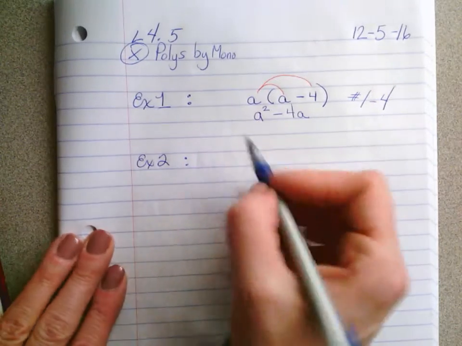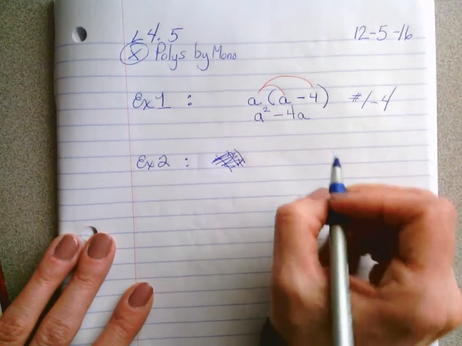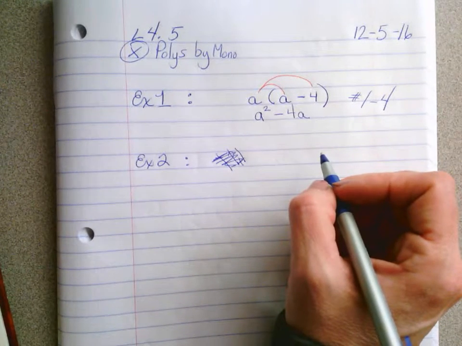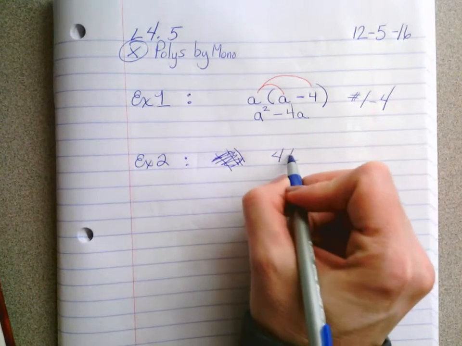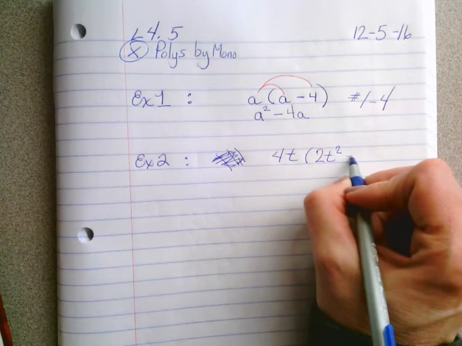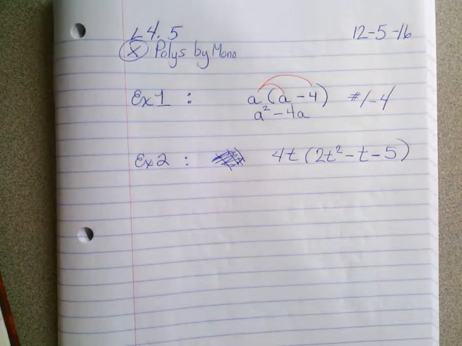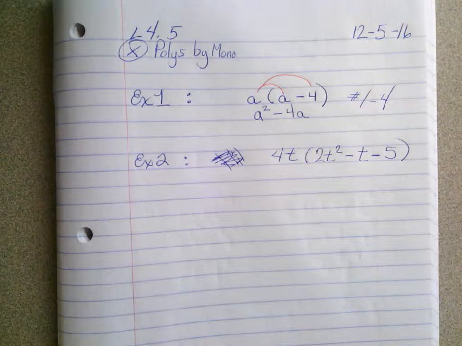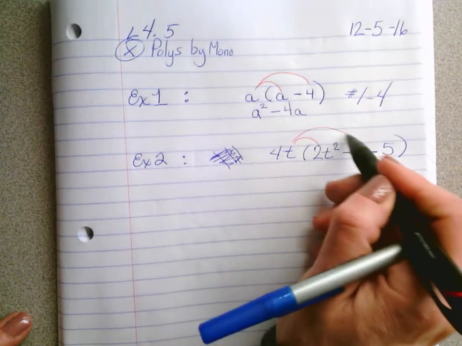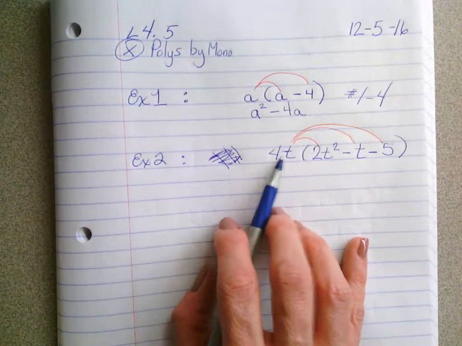Example 2, we've got negative 2, no, I'm copying the book one. We'll do 4t multiplied by 2t squared minus t to the first minus 5. Remember, you don't write it to the first power. You just know that if there is no exponent, it's to the first power. Distributing, and I make it look so easy by writing this, but I don't want you to think it's not easy to make a mistake.